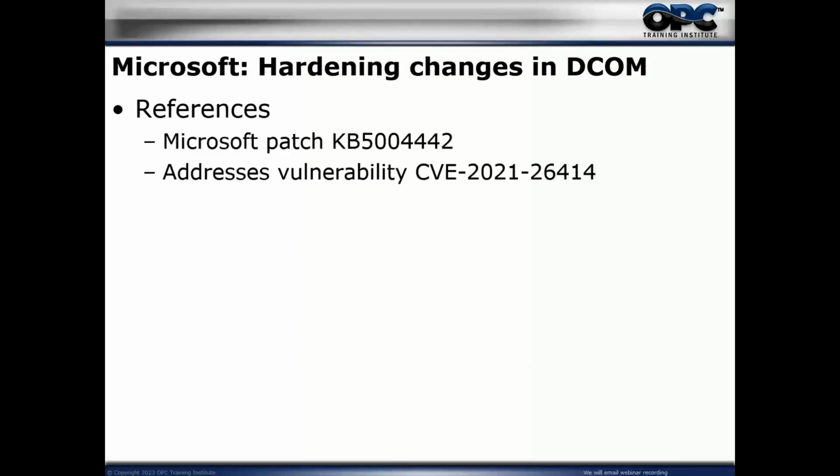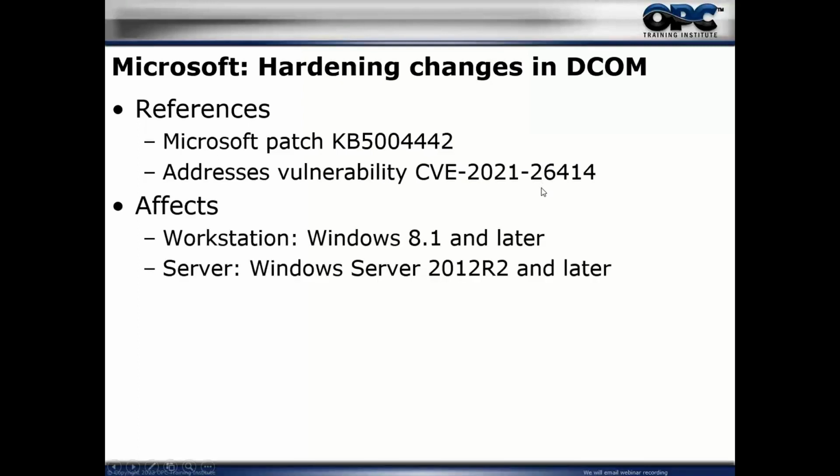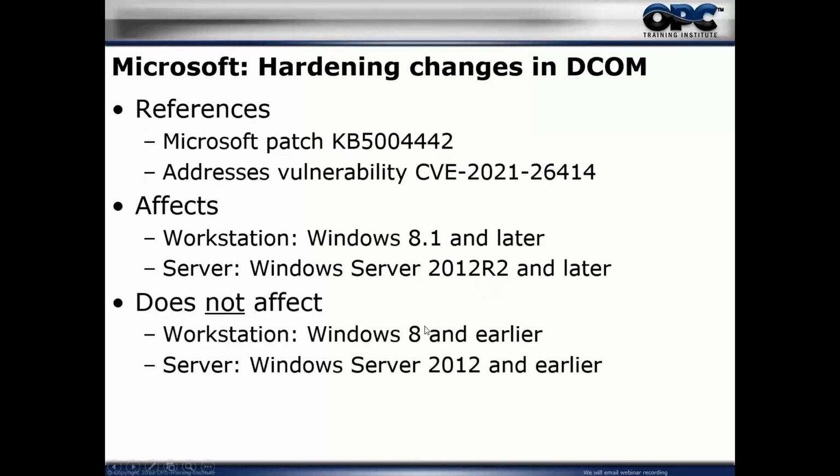So these changes, number one, you can refer to Microsoft patch KB5004442, and it addresses a particular vulnerability, CVE-2021-26414. Okay, I think you've done these lookups already before. You know what that is. The question is now, what's this affecting? So this is affecting Windows 8.1 and later, and Windows Server 2012 R2 and later, which means it does not affect Windows 8 and earlier, and also Windows Server 2012 and earlier.